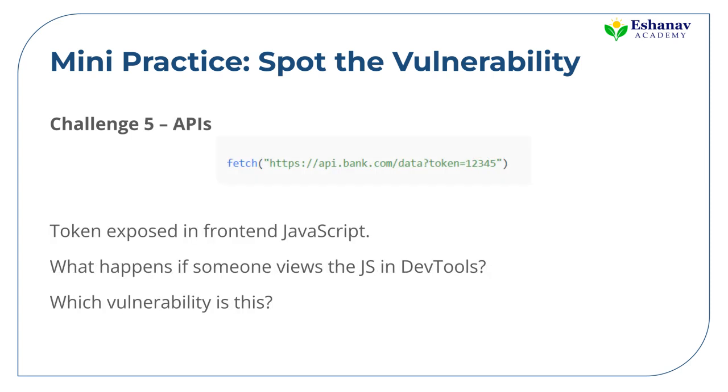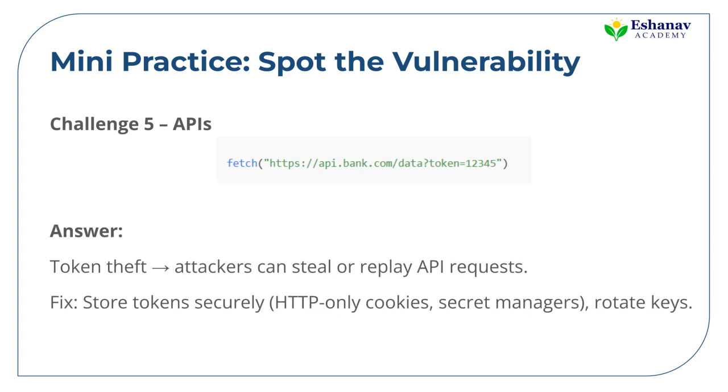Challenge 5. The API uses a token directly in front-end JavaScript, visible to anyone in DevTools. What's the risk here? Answer: token theft. Attackers could steal or replay API requests. Store tokens securely in HTTP-only cookies or secret managers, and rotate keys regularly.